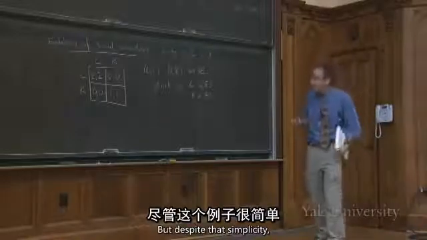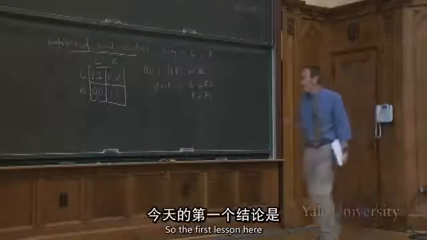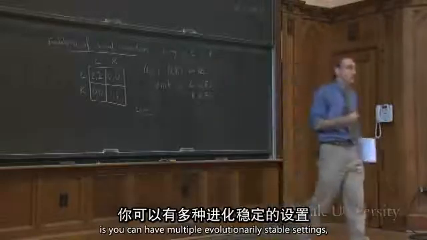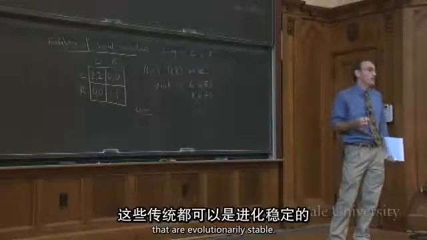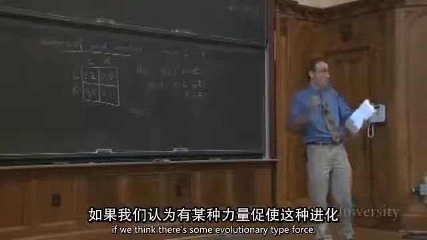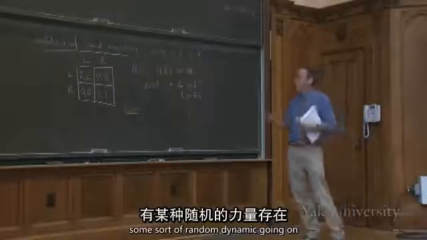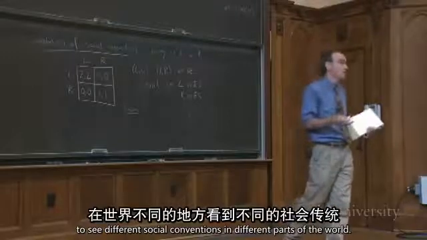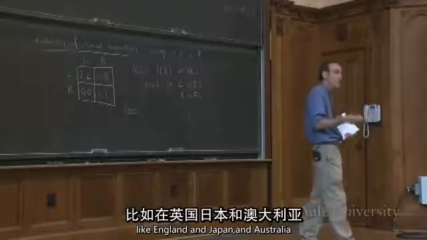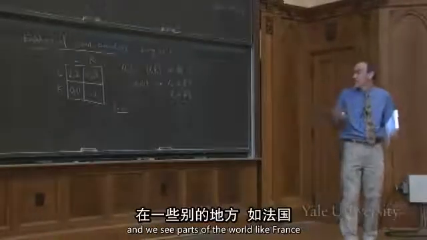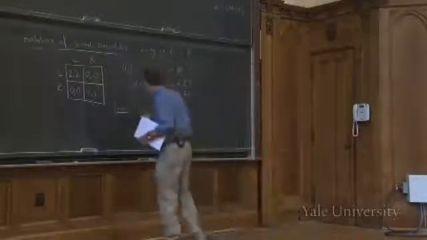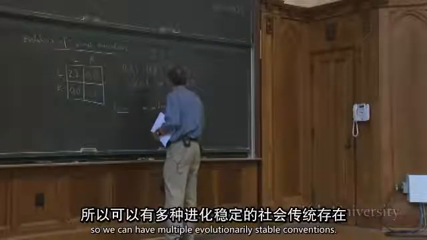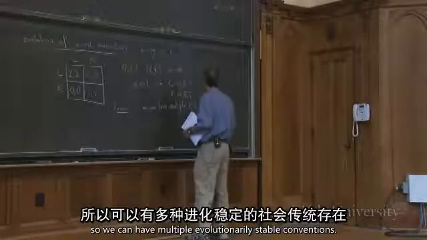But despite that simplicity, there's a useful lesson here. The first lesson is you can have multiple evolutionarily stable settings, multiple social conventions that are evolutionarily stable. We shouldn't be surprised, particularly if we think there's some evolutionary force, some sort of random dynamic going on that's generating social conventions that are then stable. We should not be surprised to see different social conventions in different parts of the world. And in fact, we do. We see parts of the world, like England and Japan and Australia, where they drive on the left, and parts of the world, like France and America, where they drive on the right. So we can have multiple evolutionarily stable conventions.